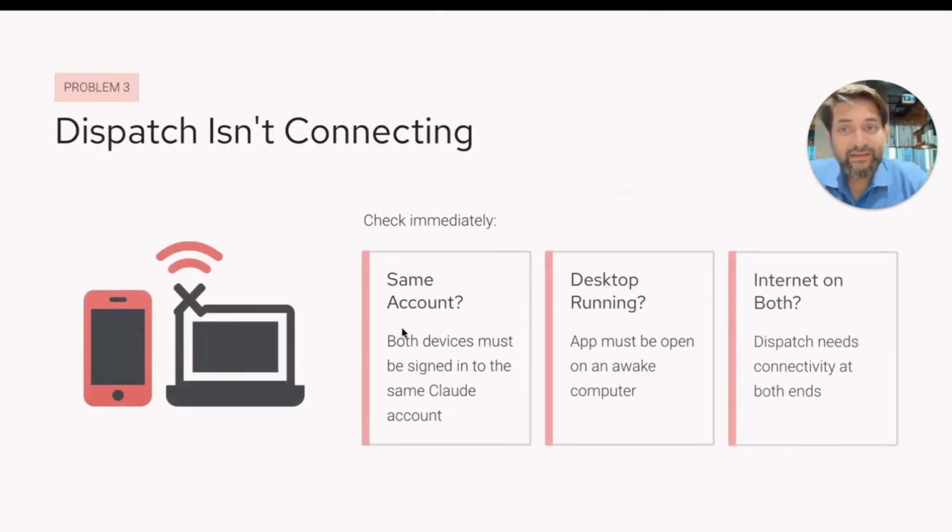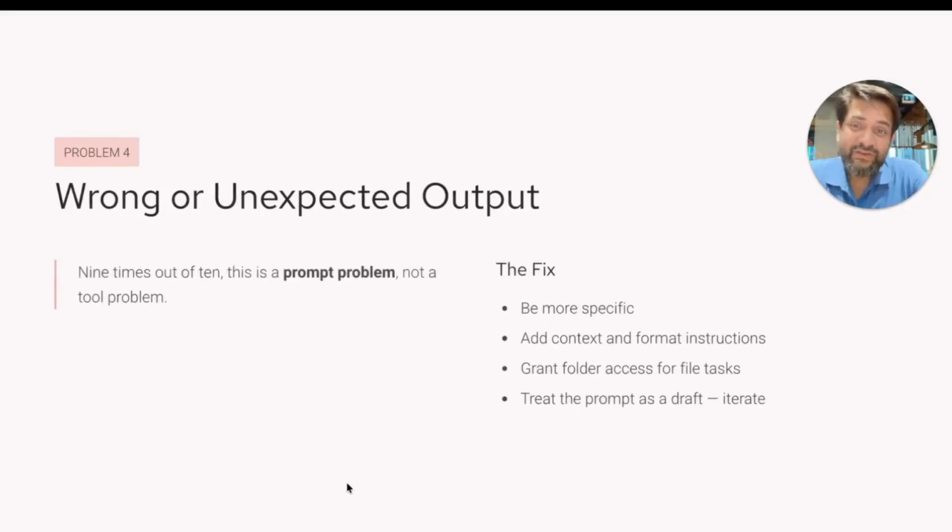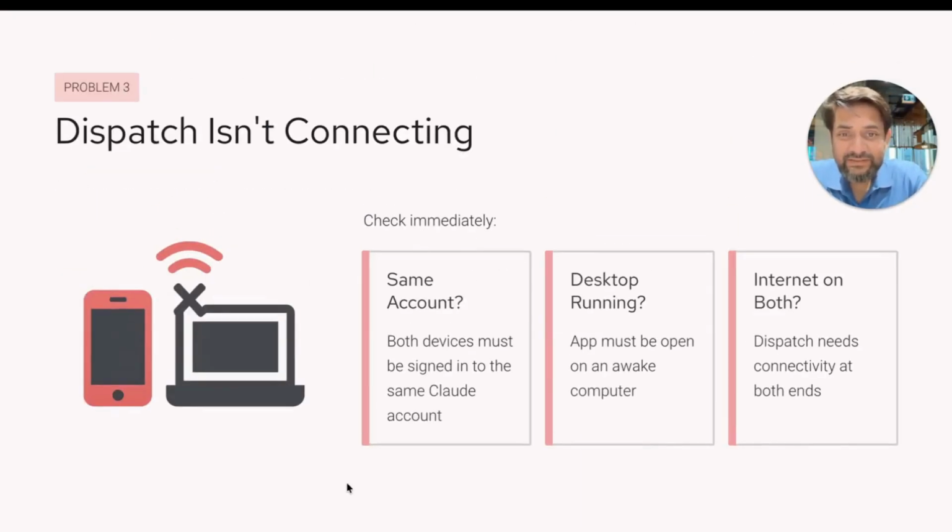So problem number 3 is dispatch is not connecting. Now you are trying to send a task from your phone using dispatch, but nothing is happening on the desktop side. 2 things to check immediately. Both devices need to be signed in to the same Claude account, and the desktop app needs to be running on an awake computer. If the desktop is asleep or the app is closed, dispatch has nowhere to send the task. The fix: verify both devices are on the same account, like we already discussed. Also check your internet connection on both devices. Dispatch needs connectivity on both ends.